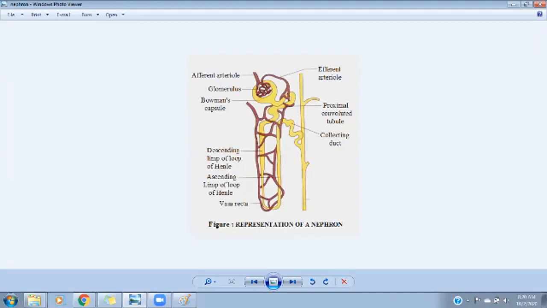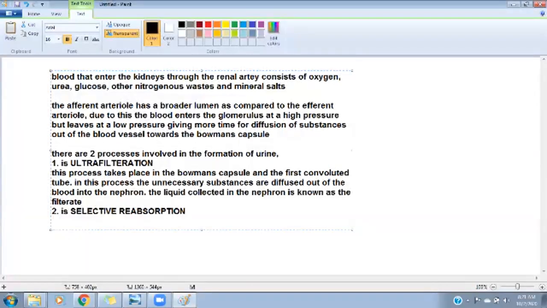Loop of Henle के आप देख सकते हैं यहाँ दो parts उन्होंने लिखवाए हुए, एक descending यानी नीचे जाता हुआ loop of Henle और एक ascending यानी ऊपर जाता हुआ loop of Henle. It is a U-shaped tube. तो यहाँ पे loop of Henle में और second convoluted tube में क्या चीज़ होगी? आपका ultrafiltration का process होगा, ठीक है? तो sorry, selective reabsorption.